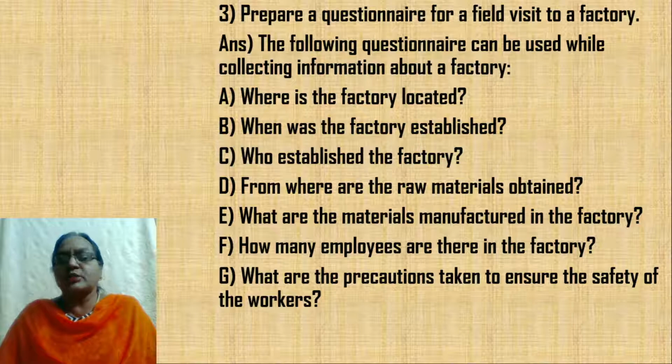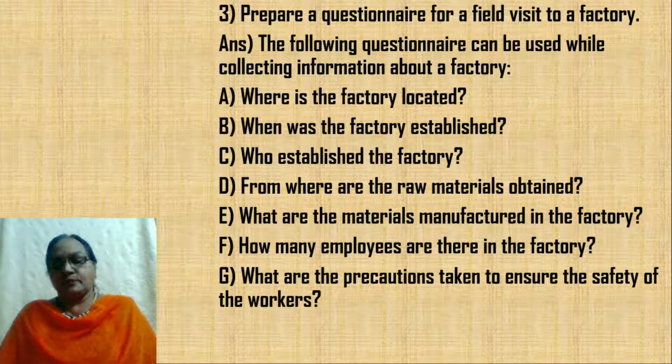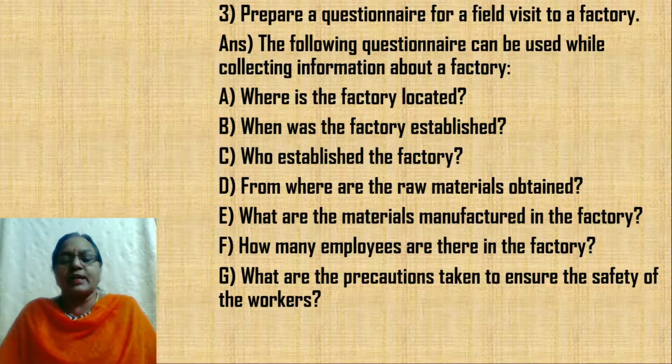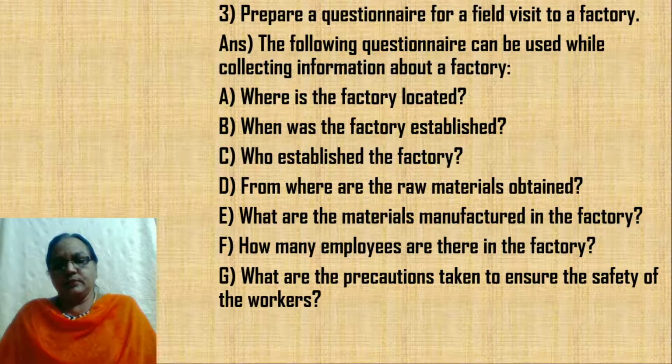From where are the raw materials obtained? Okay, so if this factory is a textile mill, etc., then you can say from where they are purchasing cotton. Okay, then raw materials they need. Okay, then hydroelectricity. Okay, so you can write all these under raw materials. What are the materials manufactured in the factory? Then next is, if it's a textile factory, you can say materials which are manufactured here, whether it is say cotton textiles, or say silk or wool, etc.